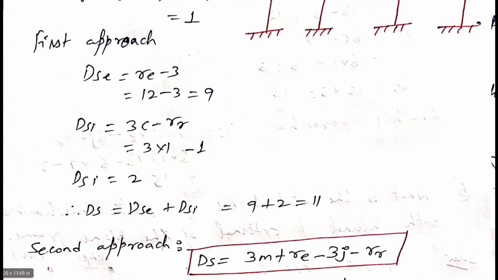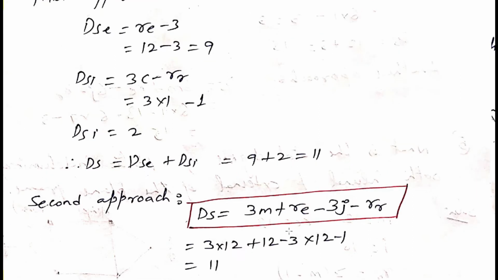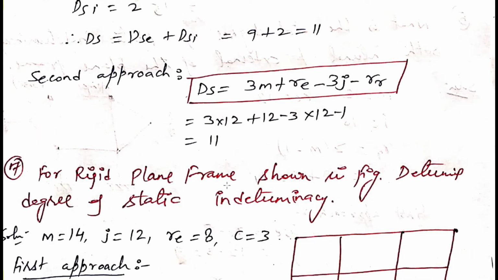Another approach we have: DS can be calculated as 3m plus RE minus 3j minus RR. M is equal to 12 here, RE is equal to 12, J is equal to 12, and RR is equal to 1. So you can cross verify your results with this approach also. So DS is equal to 11 here. So move on to the next question.